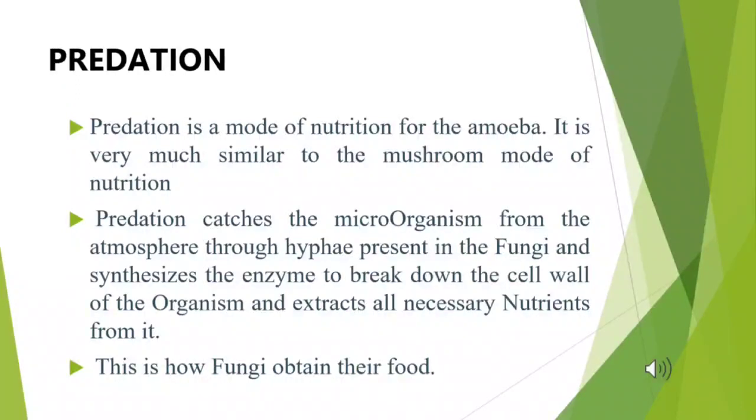And we discuss predation. Predation is a mode of nutrition for the amoeba. It is very similar to the mushroom mode of nutrition. Predation catches microorganisms from the atmosphere through hyphae present in the fungi and synthesizes enzymes to break down the cell wall of the organism and extract all necessary nutrients from it. This is how fungi obtain their food.